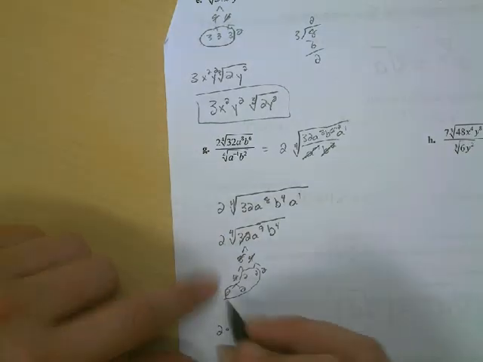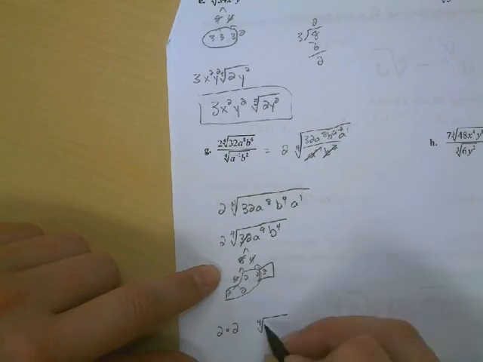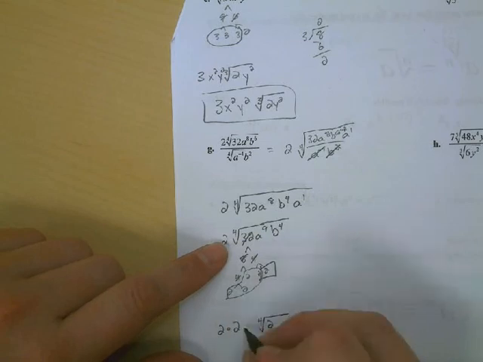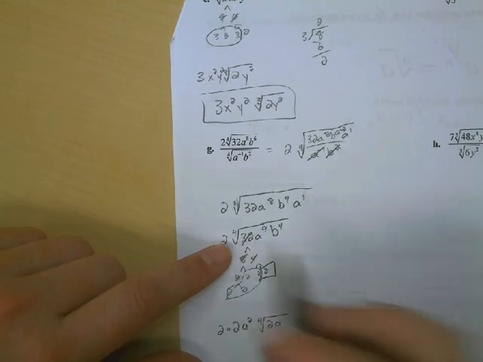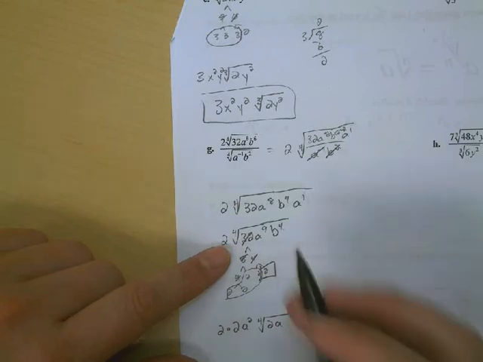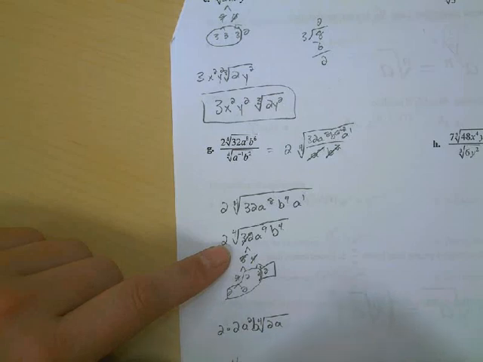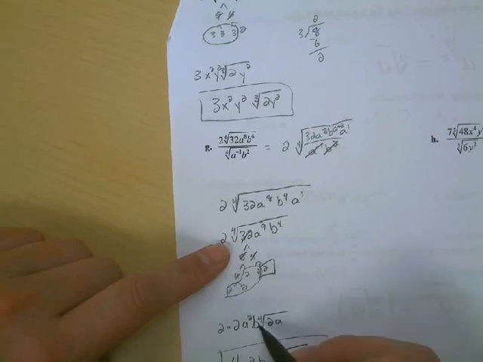I'm going to leave myself a little space. I have a 2 on the left-hand side. Now let's do the same thing for the a's. So 4 goes into 9 twice with a remainder of 1. And then 4 goes into 4 once, no remainder at all. So the final answer: 4 a squared b, 4th root of 2a.